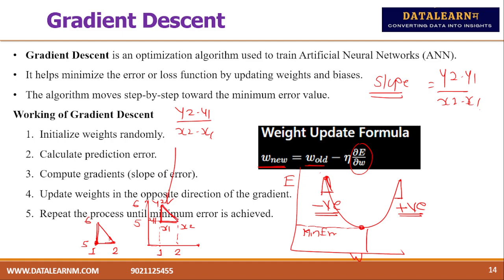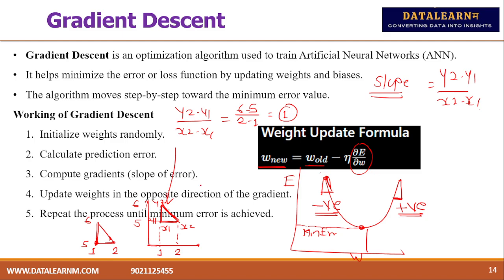Just keep in mind this hypotenuse is nothing but the curve. What will be the value of y2 minus y1 over x2 minus x1 on the left side? y2 is 6 minus 5, divided by 2 minus 1. So this value will be 1, correct? Any value you take, it will work like this.